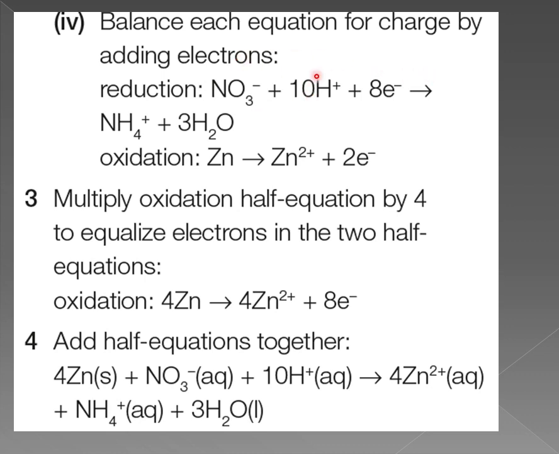Then balance each equation for charge by adding electrons. So here you need 8 electrons in the reduction equation, while in the oxidation only 2 electrons are released. The number of electrons must be the same. This is why we have to multiply the second equation by 4. So it will be 4 zinc give 4 zinc plus 2, give 8 electrons. Now the number of electrons in the oxidation equation equals the number of electrons in the reduction equation. So now we can combine the two equations.